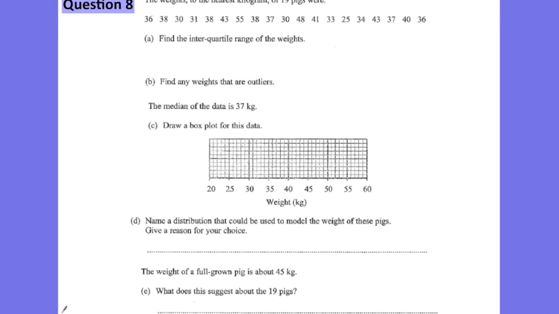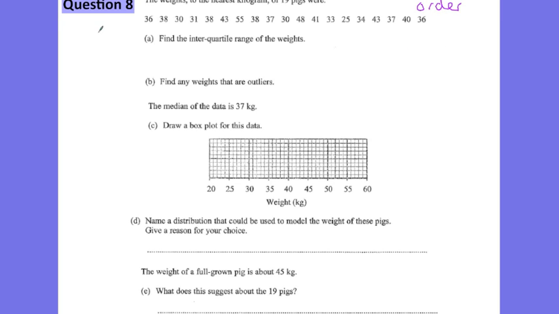Question number 8. The weights, to the nearest kilogram, of 19 pigs are shown here. We're asked to find the interquartile range of the weights. To be able to do that, we need to look first for the median. We're unable to do this until these weights are in order. First step, we must get these weights into order.